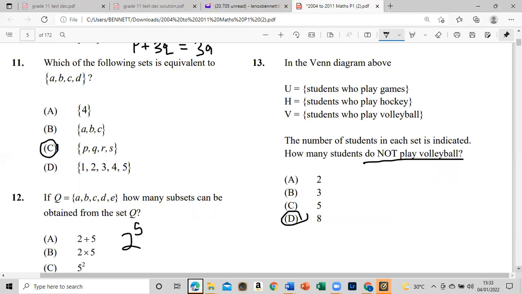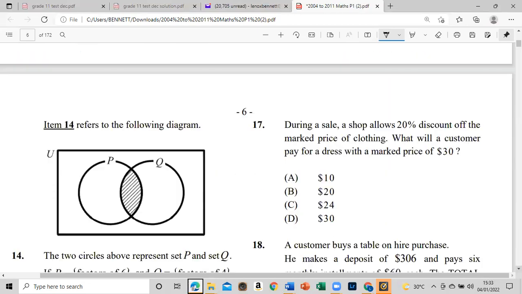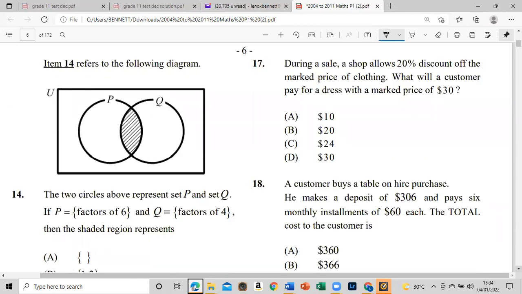Let's move on to 14. Item 14 refers to the following diagram. The 2 circles above represent set P and set Q. If P is equal to factors of 6 and Q is equal to factors of 4, then the shaded region represents what? All right, so let's see factors. So 6 will be 1, 2, 3, and 6.